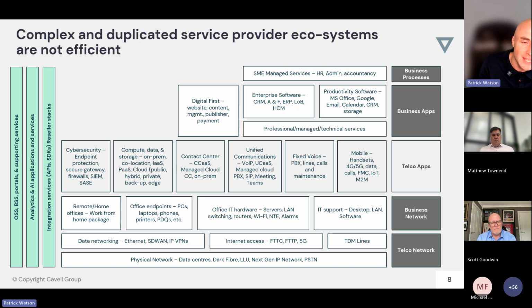And I think the key pieces that we wanted to highlight here, highlighted in green on the left, were the pieces of the systems that should run seamlessly across the different technology systems. So your OSS, BSS systems, portals, supporting services, your analytics and intelligence capability, your data flow across these systems, and then the integrations between them.